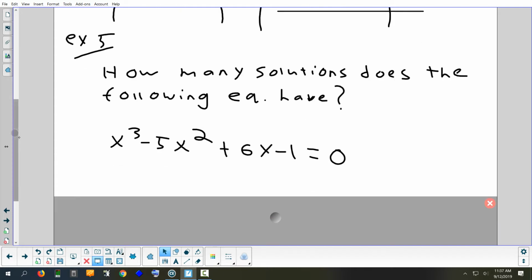All right, so this question is just asking how many solutions the equation has, not what they are. So how many could it have at most? 2. Could, wait a minute, no, I lied, it is 3. I'm sorry. Yes, it could have 3. You could only cross the x-axis 1, 2, yeah, 3 times.